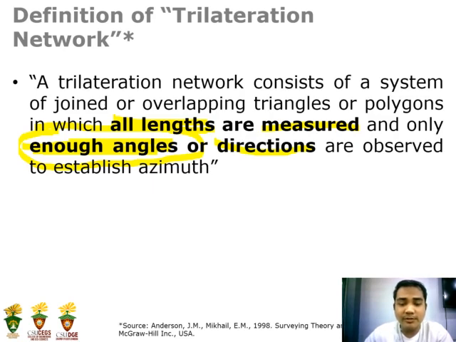So we first observe the azimuth from one station to another station, and that is how you get the position of another trilateration station, given the position of the previous trilateration station.